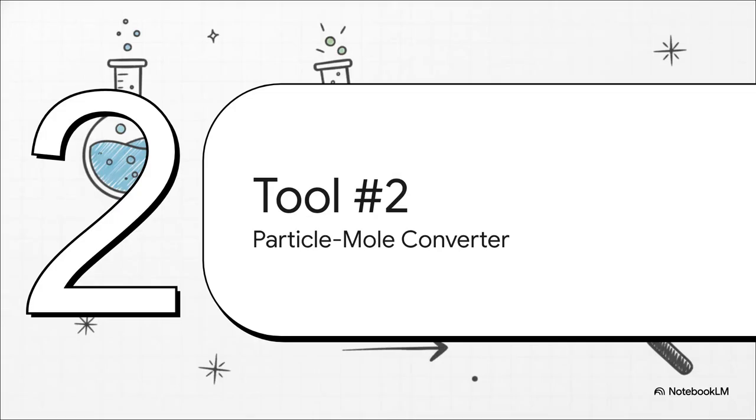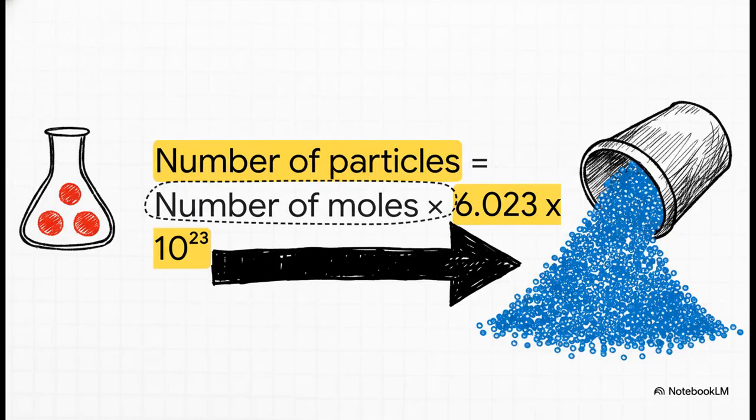Okay, tool number 1 is in the bag. Let's grab the next one for our toolbox. We can get from mass to moles, but what if you want to know the actual number of individual atoms or molecules you're playing with? For that, we need the particle-mole converter. So this formula, it's the direct link between moles and the actual particle count. And it uses our old friend, Avogadro's number. If you know how many moles you have, you just multiply by that giant number, and it tells you exactly how many tiny little particles you're dealing with.